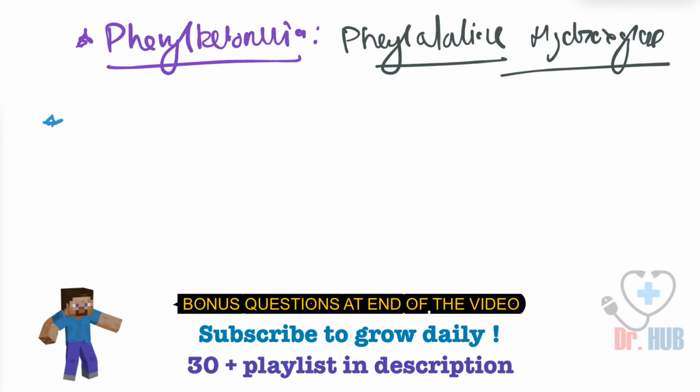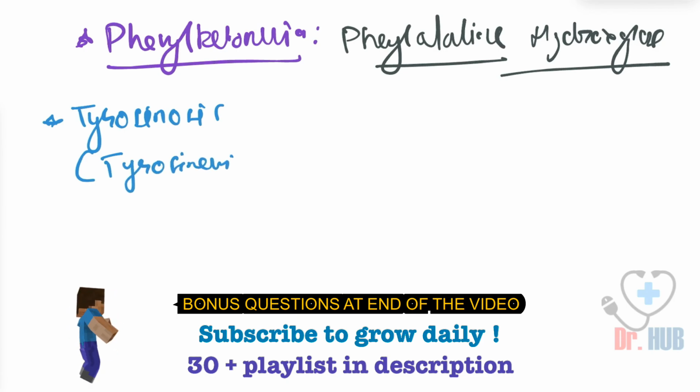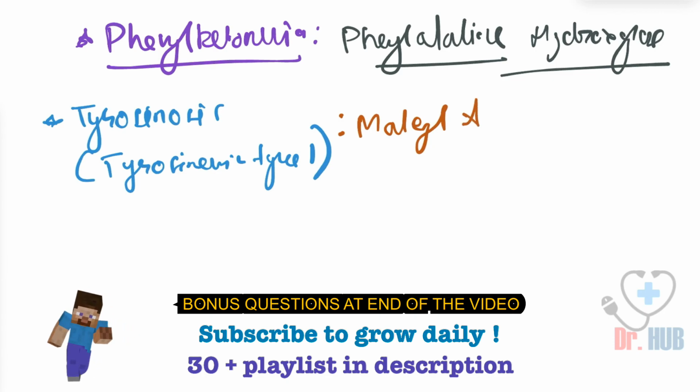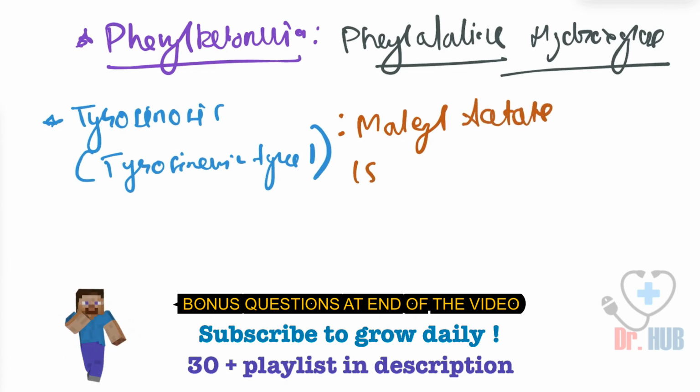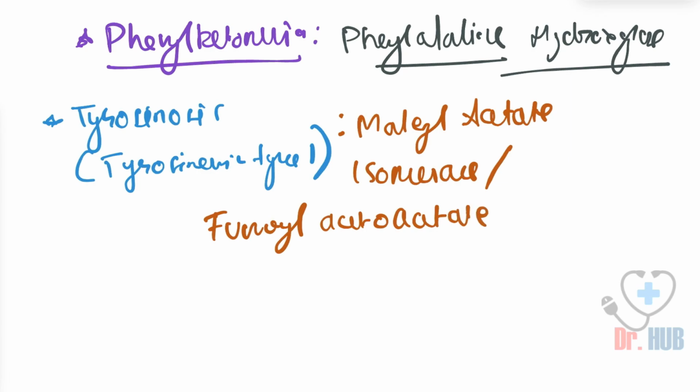Now moving on, we also have tyrosinosis. That is nothing but tyrosinemia type 1. And now, what is the enzyme that is defective here? Enzyme defective here is nothing but the maleylacetoacetate isomerase, or it is nothing but the fumarylacetoacetate hydroxylase.